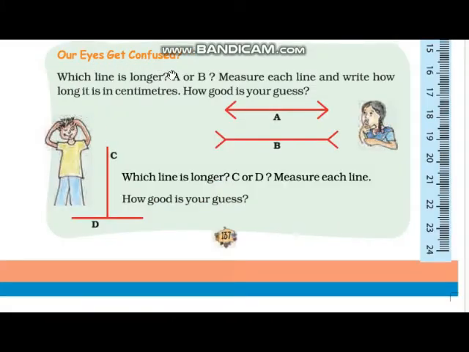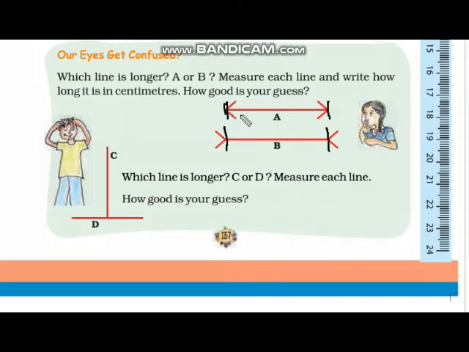Now our eyes get confused. Which line is longer, A or B? Here you can see two lines are given, A and B. Measure each line and write how long it is in centimeters. How good is your guess? Though line B seems bigger than line A, it is not true because our eyes get confused.